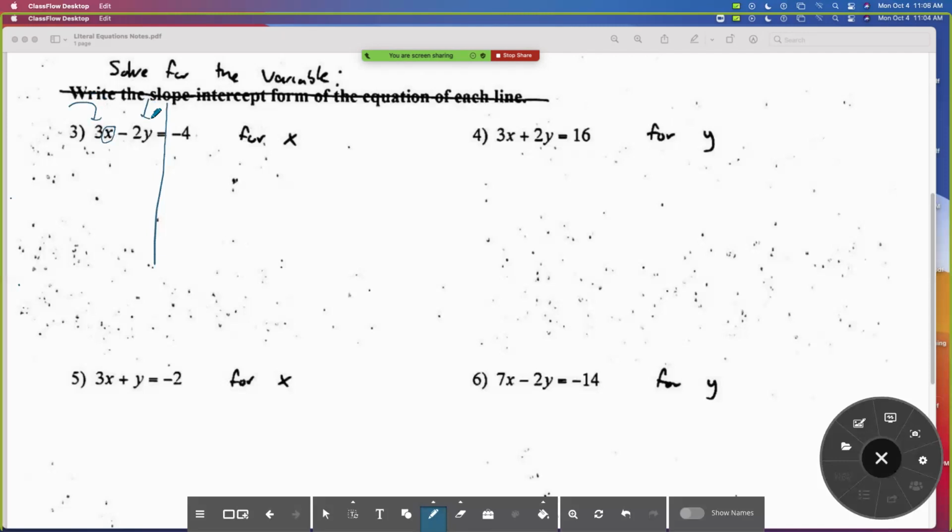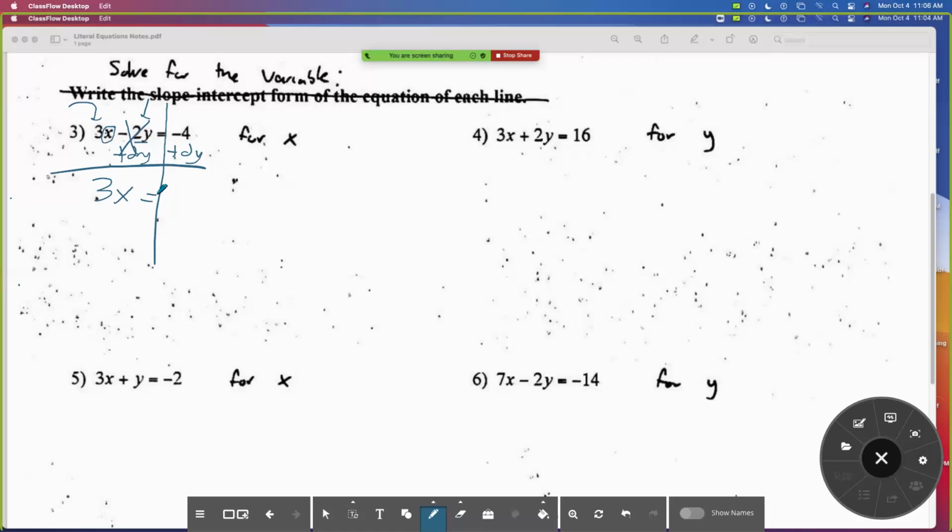Now, which one should I get rid of first? Remember that the 3 is multiplying, this 2y is subtracting. What do we always get rid of first? Well, we're adding and subtracting, right? So if I see that 2y, I'm gonna get rid of it by moving it to the other side. And how I mathematically do that is by doing the opposite of whatever it's doing. So if that's a -2y and I add 2y, that technically cancels out. We're gonna be left with 3x is equal to -4 plus 2y.